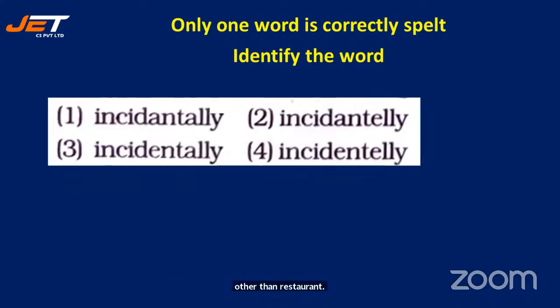Restaurant. All right. See the next one. The only word which is correctly spelled is incidentally. Incidentally, incidentally, or incidentally. All right. So the way I spelled it would have really helped you understand the correct pronunciation and the correct spelling. Let's see how many are going to give me the right answer.